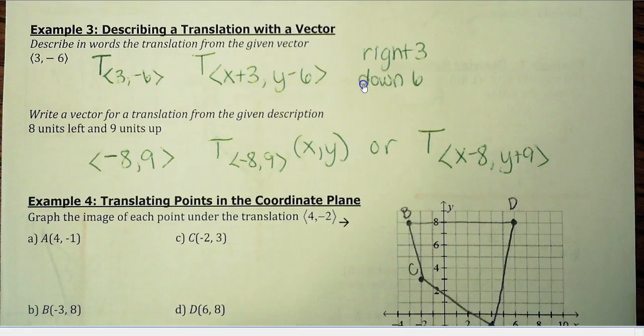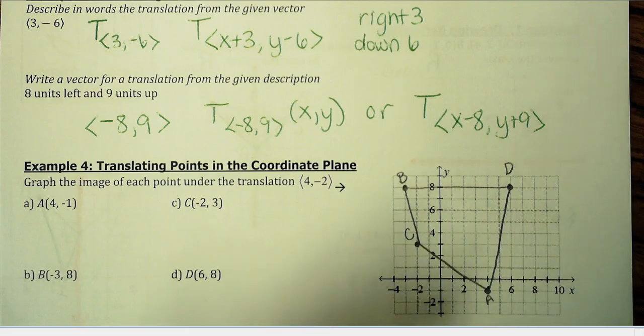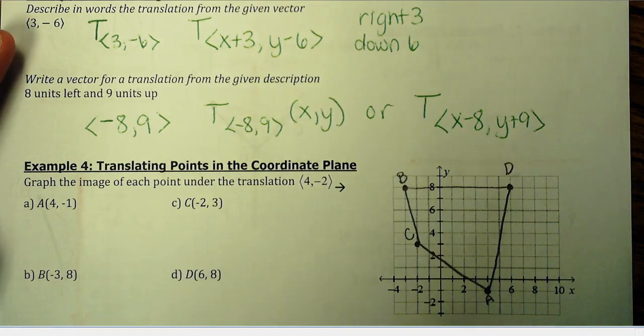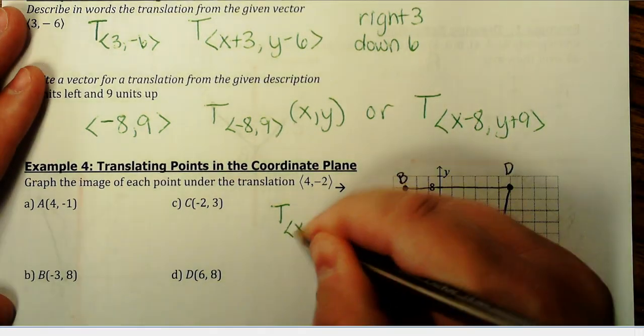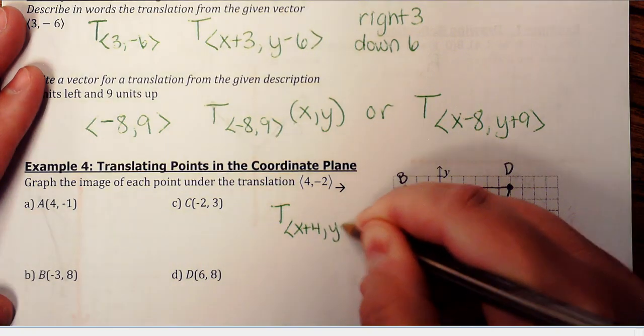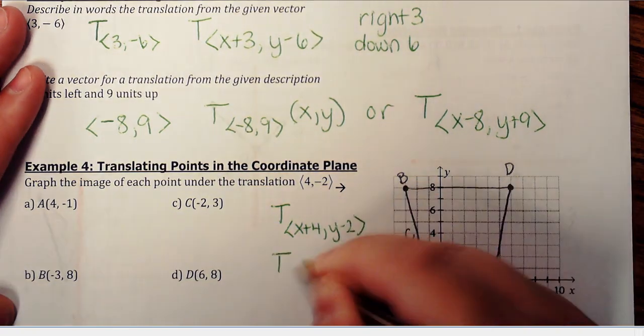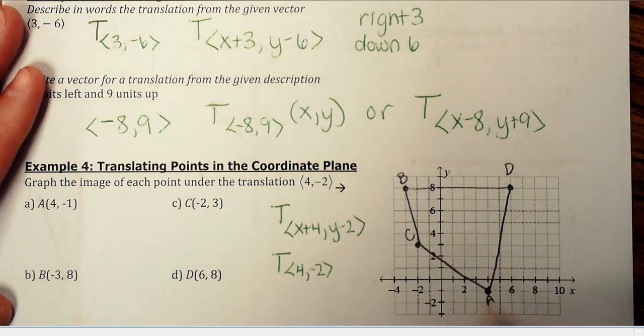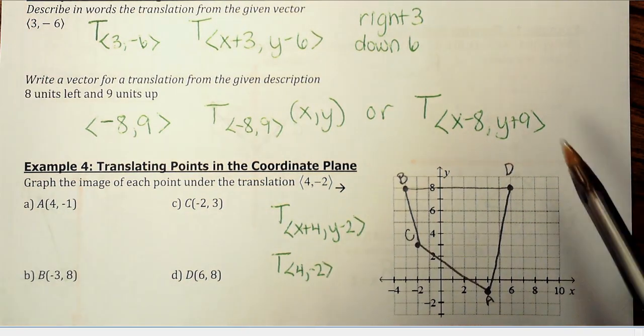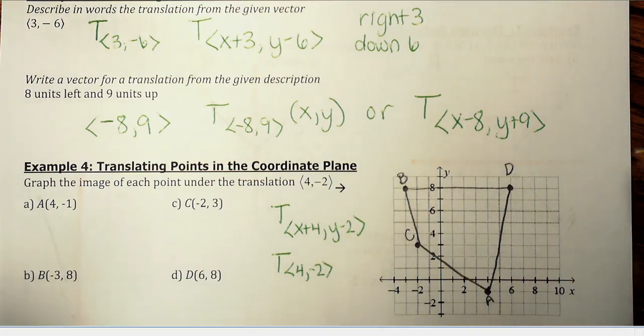Okay, so here's all you have to do in the coordinate plane. I went ahead and graphed these. So this says we're going to take each point under the translation. So again, you might see this like x plus 4, y minus 2. You might see it like this, 4 comma -2. What it just means is we're going to, every single point, take 4 to the right and down 2.